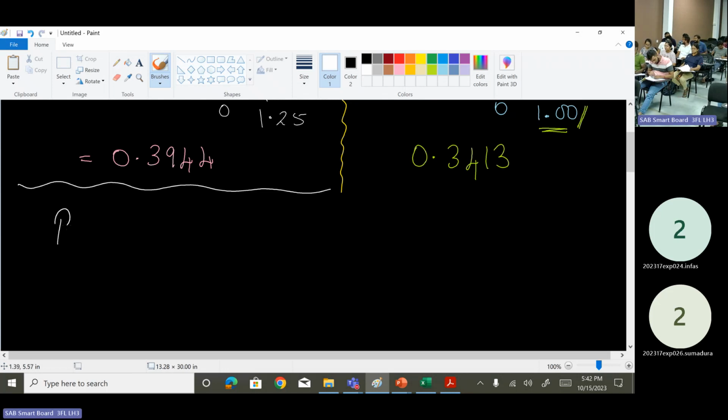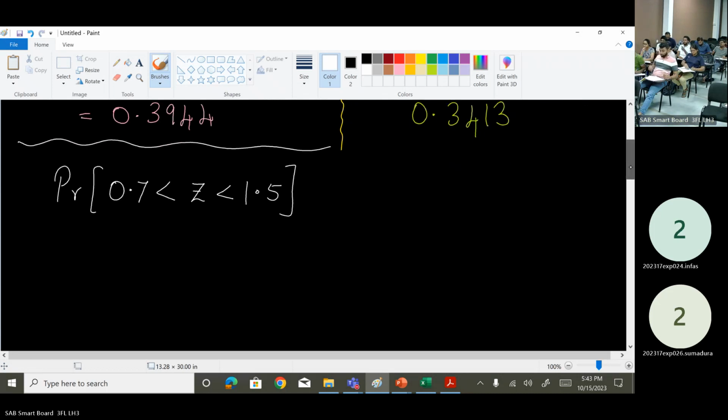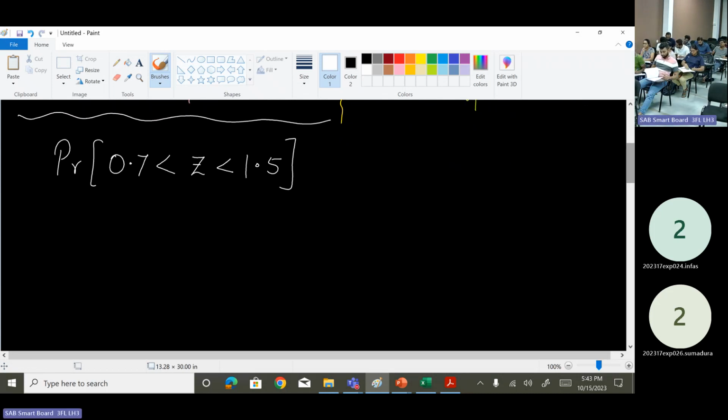That one number has probability 0.7 less than Z less than 1.5. 0 less than Z less than 1.25. 1.5. Right. So we'll draw the structure first, right?